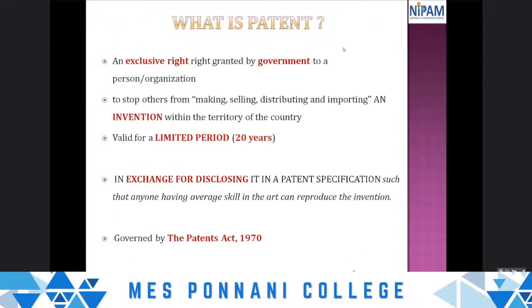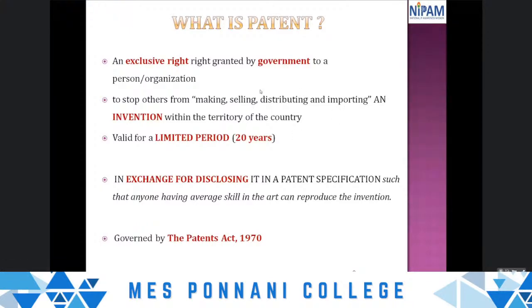So what is a patent? A patent is an exclusive right that is granted by the government to a person or an organization. What are the exclusive rights granted through a patent? It gives the right to stop others from making, selling, distributing and importing an invention within the territory of the country in which it is granted.